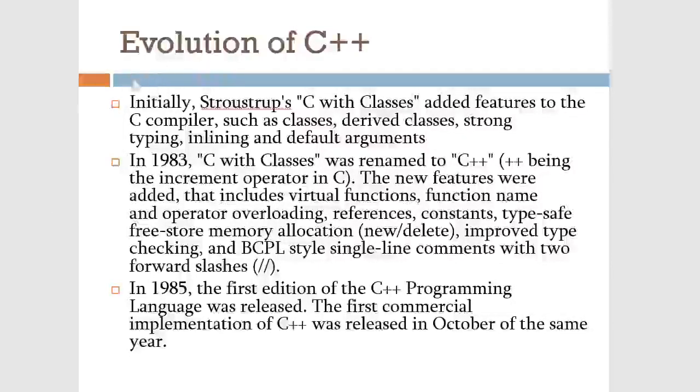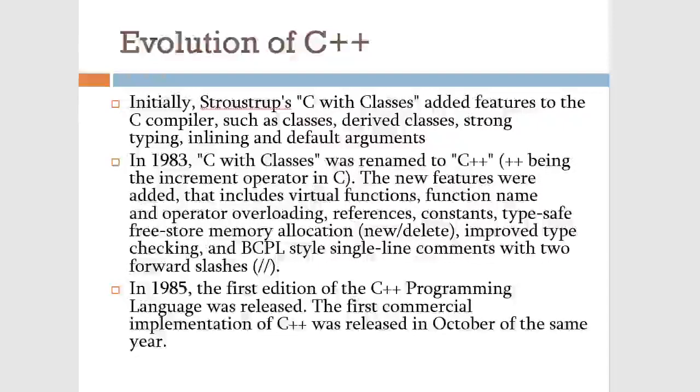Let's see how C++ evolved over the years. Development started in 1979, and it was called C with classes. Initially, a few features were added to C++ programming, and later on, as C++ went through standardization, many new features were added to it.